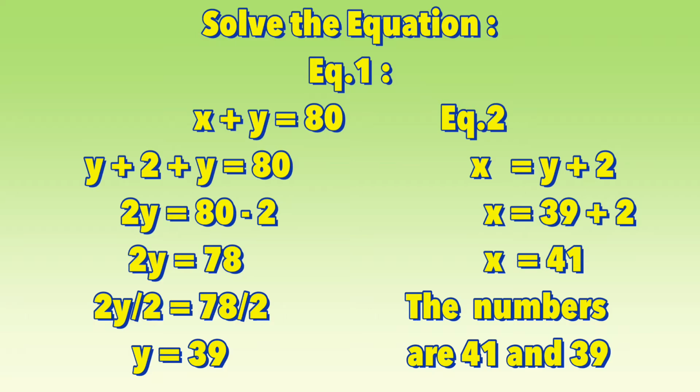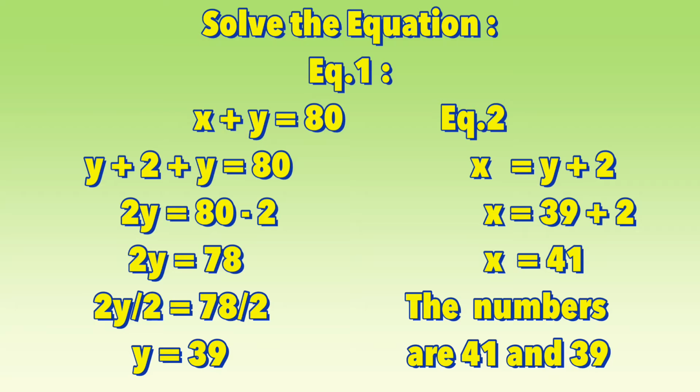So equation 1, x plus y equals 80. Then the value of x is equal to y plus 2. So we're going to change x into y plus 2, then plus y equals 80. Then next, combine like terms. y plus y equals 2y. Then we're going to transpose the constant number to the right side of the equation. From positive 2 it changes to negative 2.